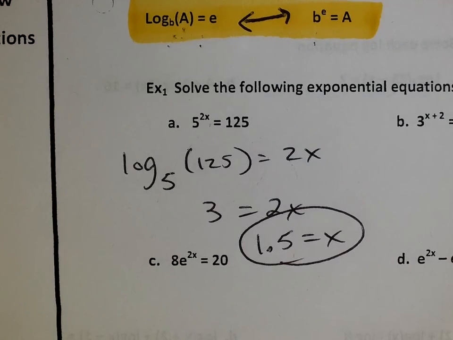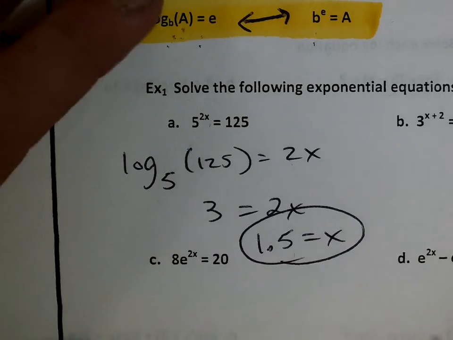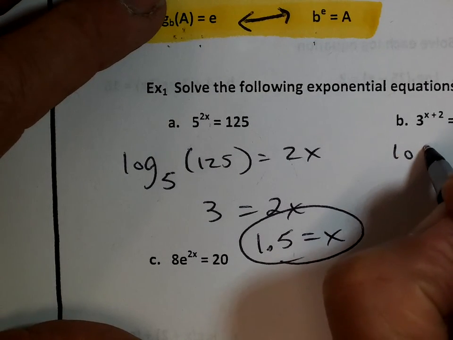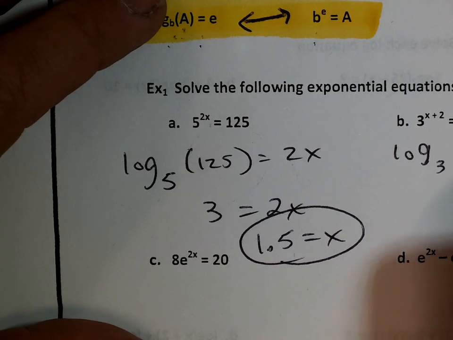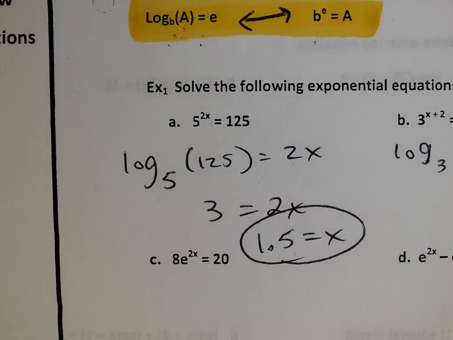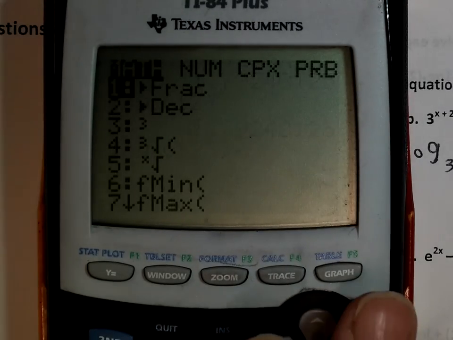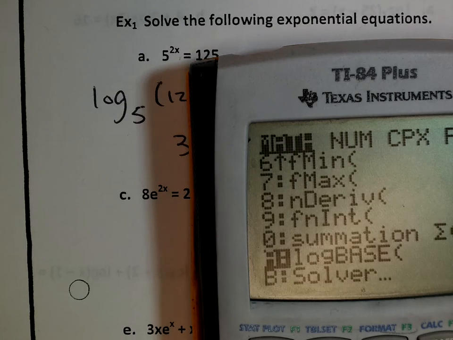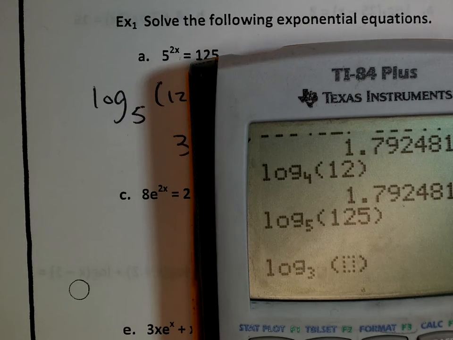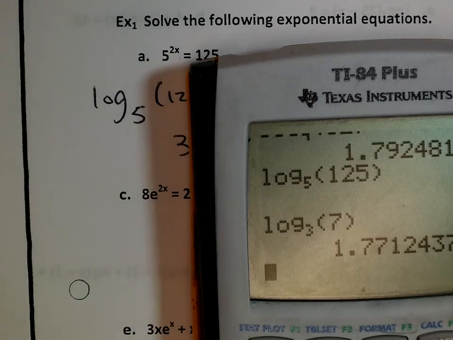B is the same way. All right, so first let's change it into log form. Okay, so let's go log base 3 of 7 equals x plus 2. I can't do that in my head. Log base 3 of 7 is some decimal, so I'm going to use my calculator. I'm just going to use the Evan button. All right, we'll go log base 3 of 7, and I get about 1.77, okay?